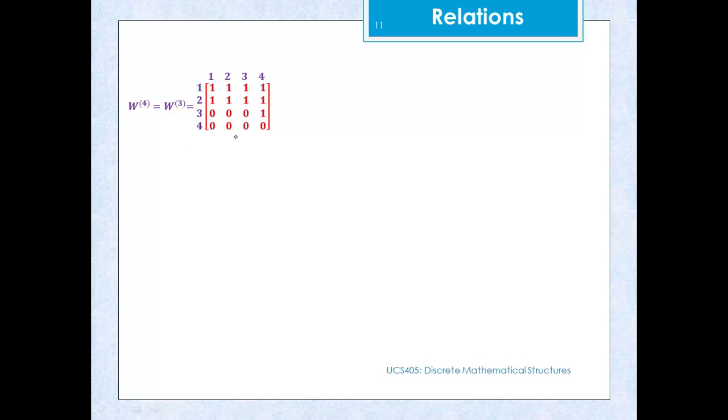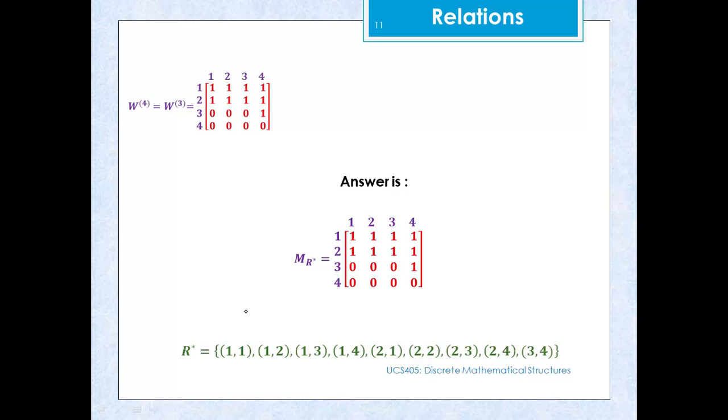So the final answer is M star, and the relation corresponding to this matrix can be written by using all the positions where the entry is 1. So (1,1), (1,2), (1,3), (1,4), (2,1), (2,2), (2,3), (2,4) and (3,4). So this is the transitive closure for the given example.